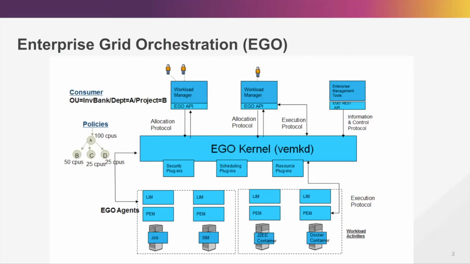The last is the EGO Service Controller, which acts as a client to the resource orchestrator kernel and manages the lifecycle of distributed service processes. It supports dependencies between services, service groups, service restart, and failover.